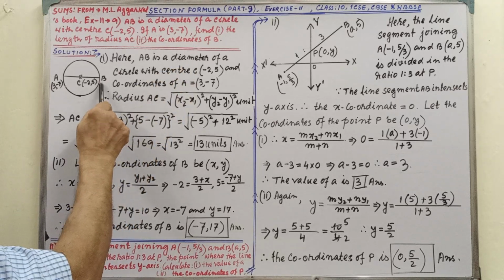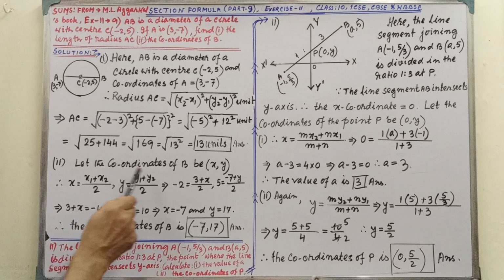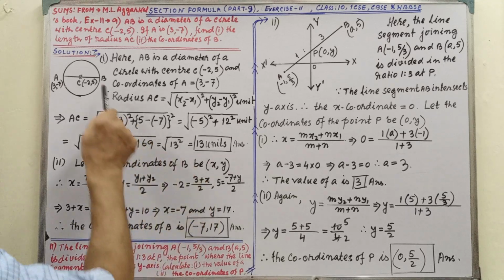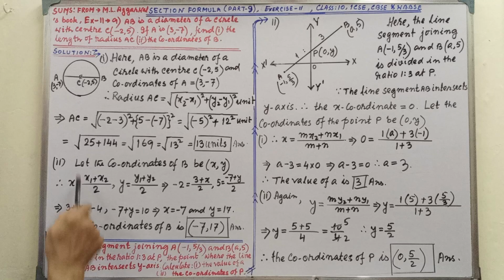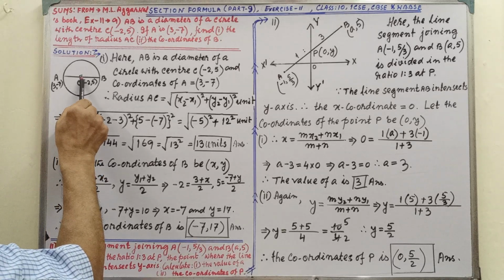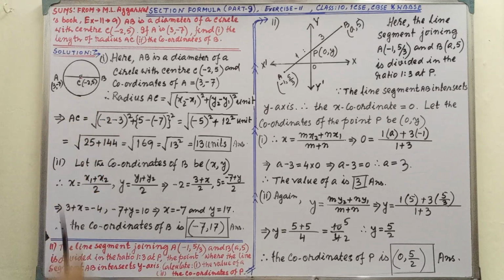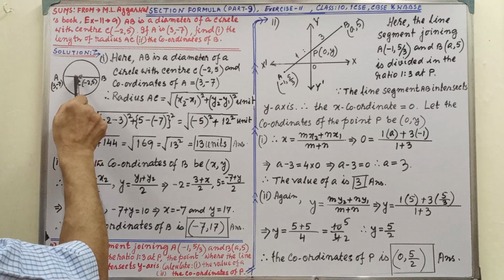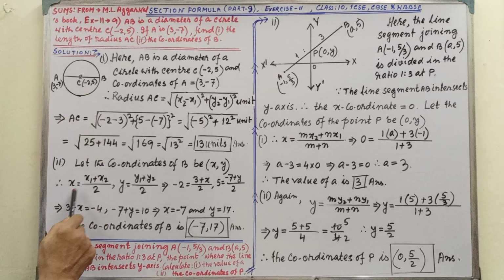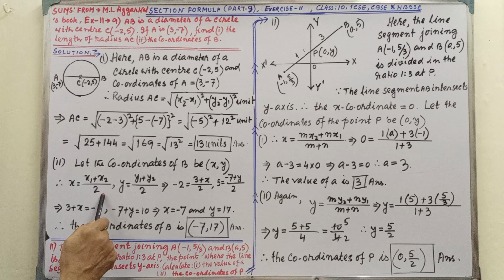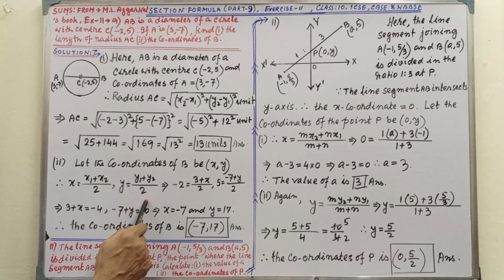That means we have to find the coordinates of this point. Let the coordinates of B be x, y. C is the midpoint of AB, since it is the center. Therefore, x equal to x1 plus x2 by 2, that is the coordinates of the midpoint, and y equal to y1 plus y2 by 2.